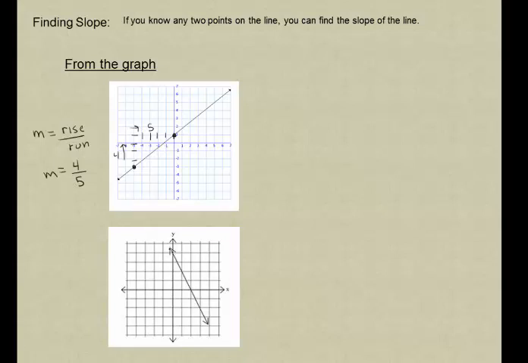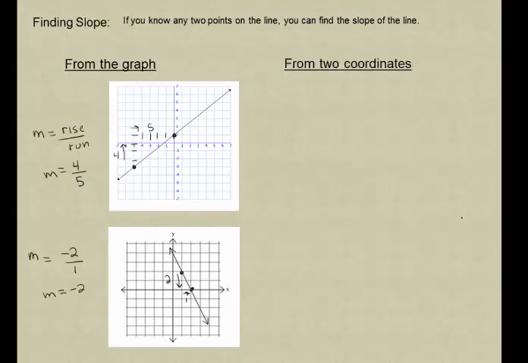On this graph, we move along. Here's a perfect point. Here's a perfect point. I go down 2 and then over 1. So my slope, I went down, so it's negative. So that is negative 2.